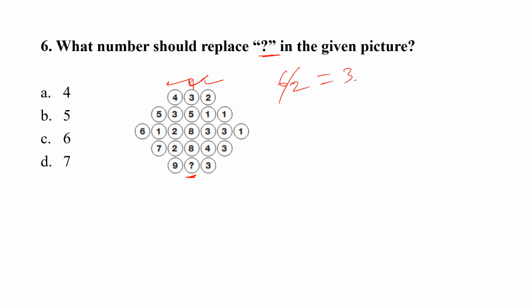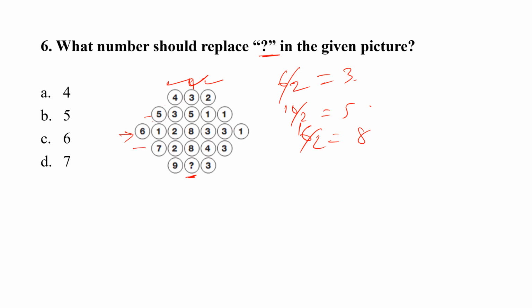Again, we have to try with the second row. 5 plus 3, 8. And plus 1, 9, plus 1, 10. So, half of 10 is 5. And then again, the third. 6 plus 1, 7. Plus 2, 9. Plus 3, 12. Plus 3, 15. Plus 1, 16. And half of 16 equal to 8.